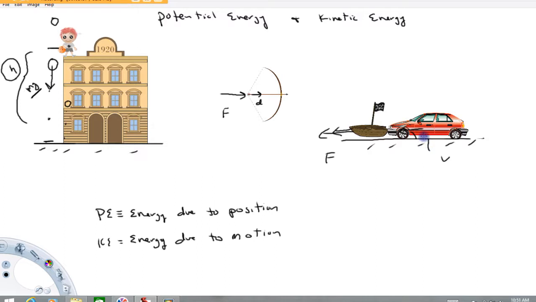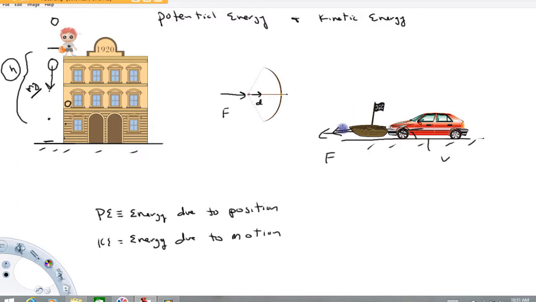If the car is moving very, very slowly, like 1 mile an hour, it probably can't do much work on the boat, unless the driver gives it gas. But if the car's moving really fast, like 30 or 40 miles an hour, now the motion of the car will allow it to do significant work on the boat.